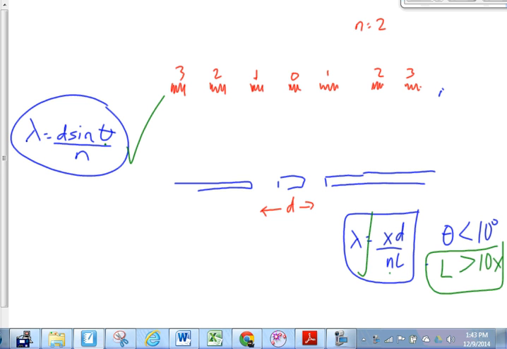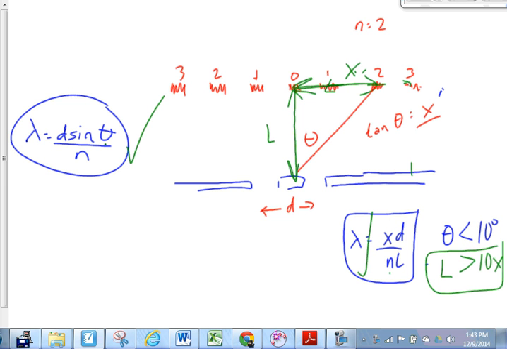Well, if this is x, and this is, bad example here actually, it has to be measured from the central maximum here. If this is x, and this is L, then we could solve for theta using the tan function. Get a value for theta. Put it into this equation. Now, we can always do that if we're measuring from the central maximum.